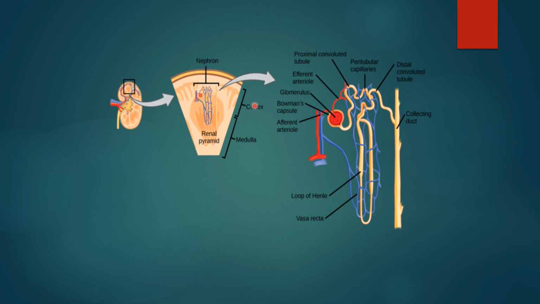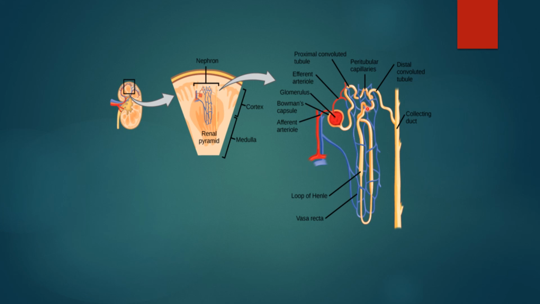So, to sum up, what are the different parts of the nephron? We have the Malpighian capsule, which consists of the Bowman's capsule and the glomerulus. Second part is the renal tubule, which consists of the proximal convoluted tubule, the loop of Henle, and the distal convoluted tubule. And finally, the last part is the collecting duct.